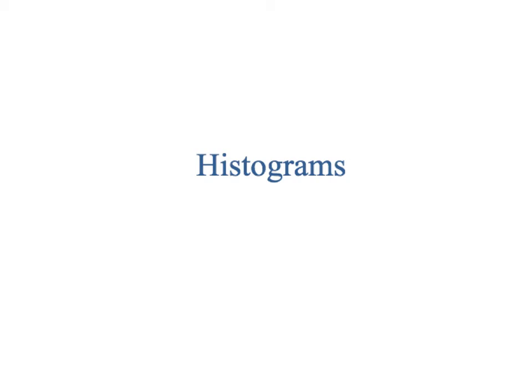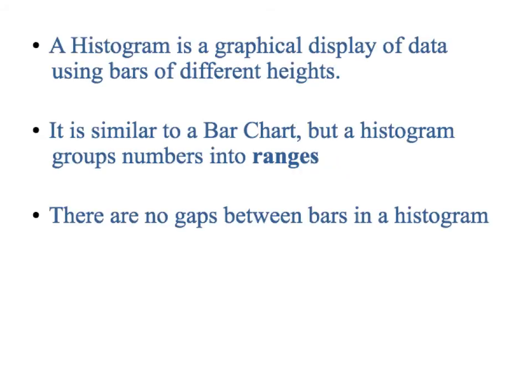We're going to continue our statistics lesson with histograms. A histogram is a graphical display of data using bars of different heights. It is similar to a bar graph, but a histogram groups numbers into ranges. And then there are no gaps between the bars in the histogram. So this is going to look just like a bar graph, except the bars are going to be smushed together instead of having spaces. Okay, pause this slide.